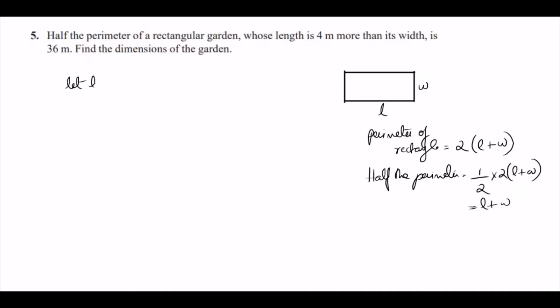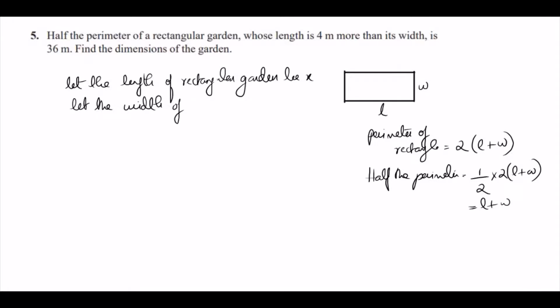So let the length of the rectangular garden be x and let the width of the rectangular garden be y. Now it's given half the perimeter of the rectangular garden is 36 meter. So we have got half the perimeter as length plus width. So here length is x and width is y. So half the perimeter is 36. So this is the first linear equation in 2 variables.